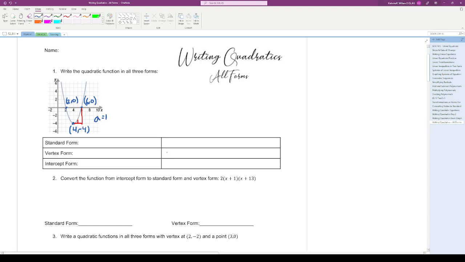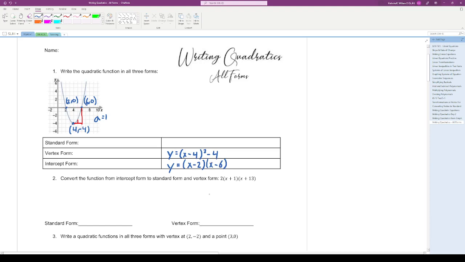Let's start with vertex. We have y equals 1, because it's opening up and a is 1. And then x minus 4, because we have a positive 4, x minus 4 squared. And then minus 4. So that's our vertex form. Intercept form is y equals a, still 1, times x minus our first zero, which is 2, times x minus our second zero, which was at 6.